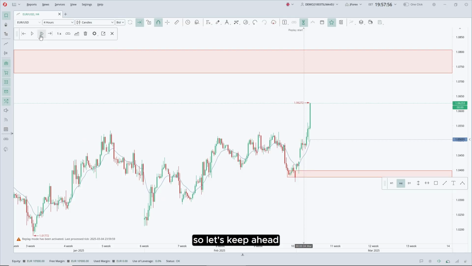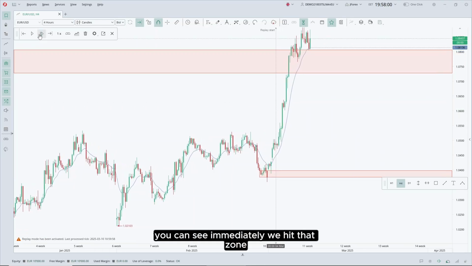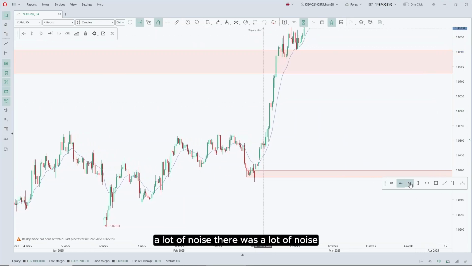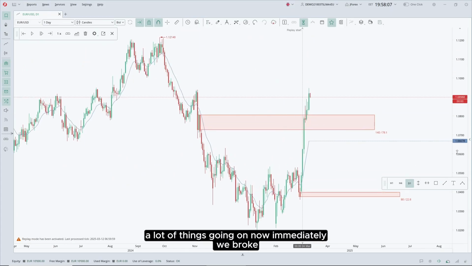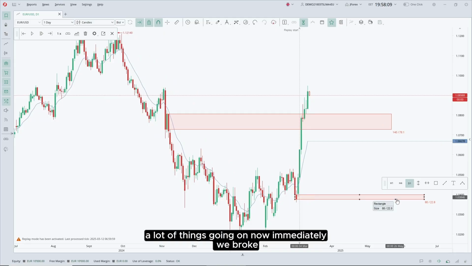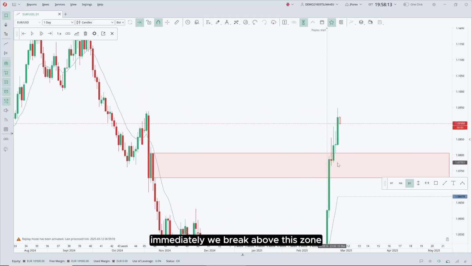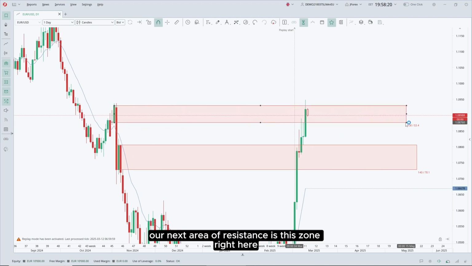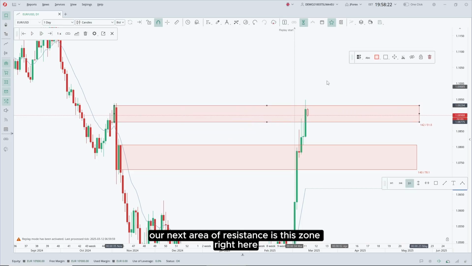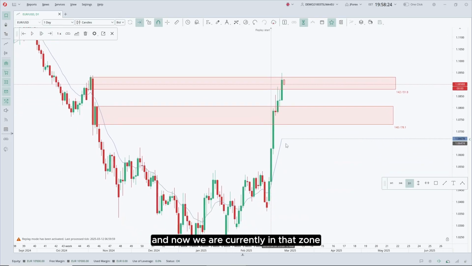So let's keep ahead. You can see immediately we hit that zone. A lot of noise. There was a lot of noise, a lot of things going on. Now immediately we break that zone. Immediately we break above this zone. Our next area of resistance is this zone right here, and now we are currently in that zone.